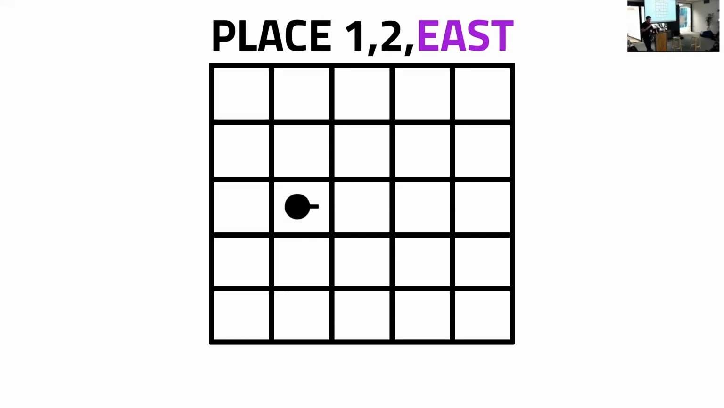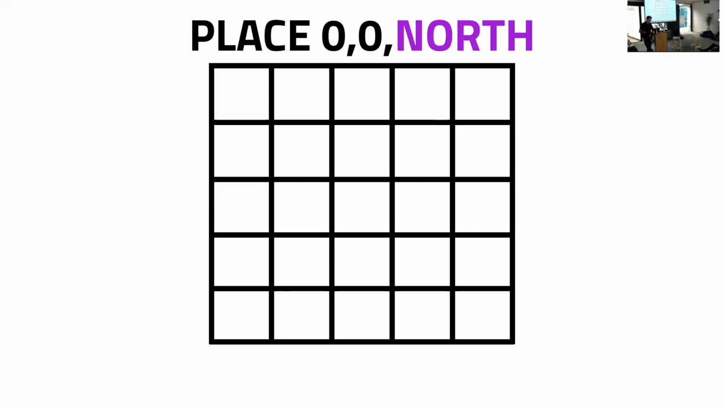So when I have placed that robot, it ends up here on the grid. If I place the robot at 0, 0 north, it actually ends up here, as you might expect. Notice that it's facing up, or north in this case.